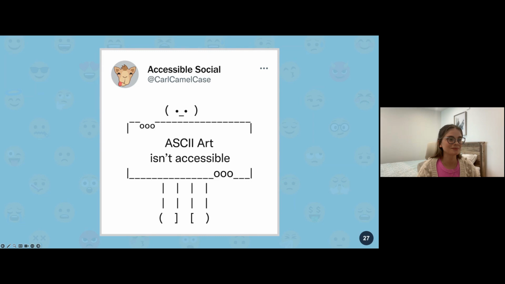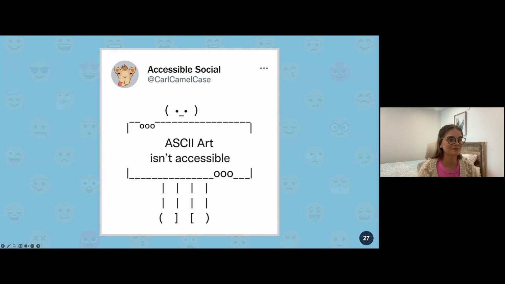U. Vertical line. ASCII art. Isn't accessible. Vertical line. 15 underscores. 3 underscores. Vertical line. Vertical line, vertical line, vertical line, vertical line. Vertical line, vertical line, vertical line, vertical line. Left paren right. Square bracket left, square bracket right paren.